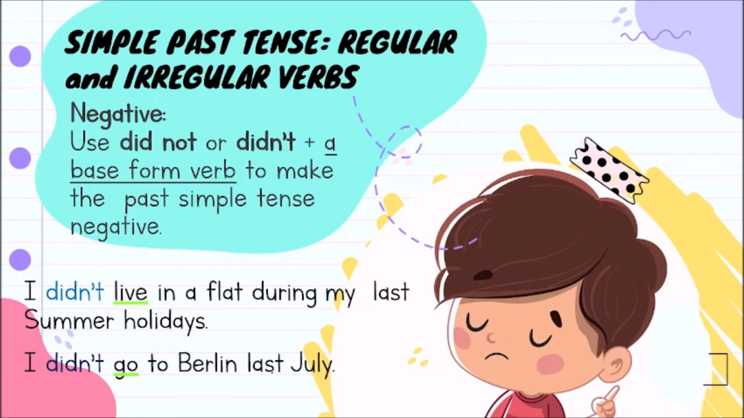So as you can see, even though they are in past tense, they are in their base form because it is a negative statement. We use the word didn't or did not. Again, if we are stating something negative, we have to use did not or didn't and the base form of the verb to make it a past simple tense negative.